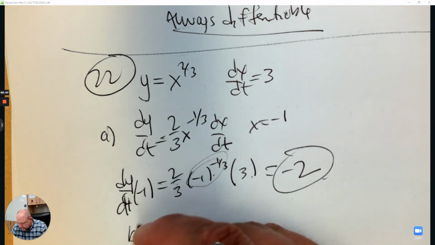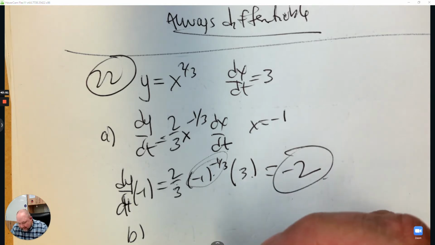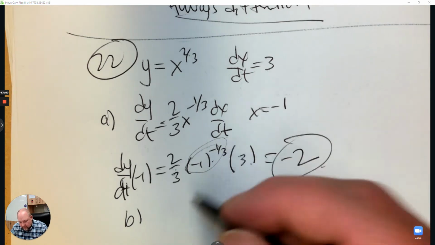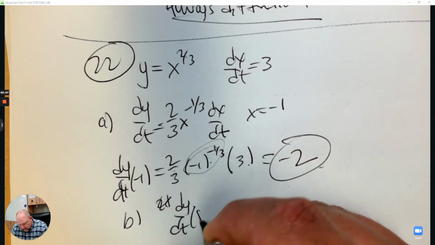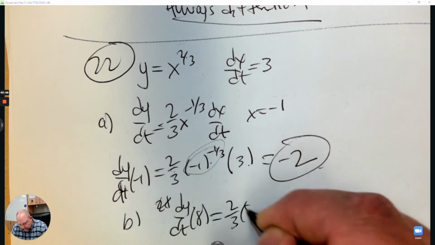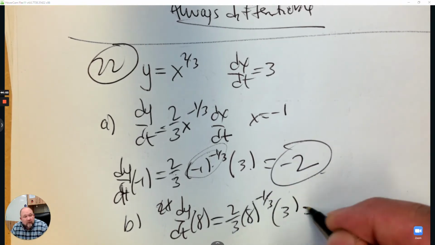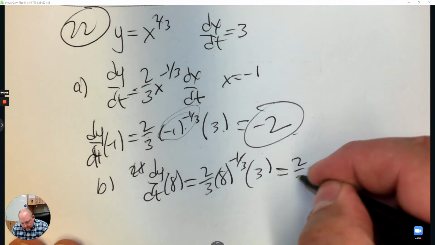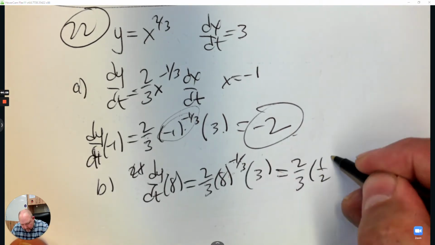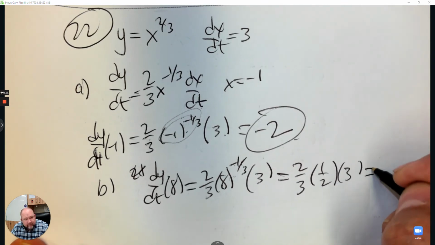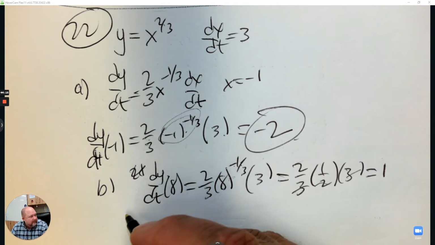B. All right, when x equals 8, so I did already the work. The cube root of 8 is 2. The negative exponent makes it the reciprocal. The 3's, the 2's cross out. The answer is 1. C.